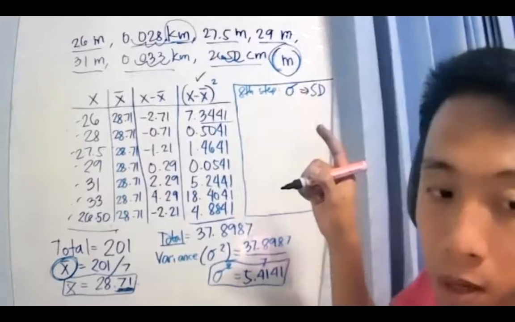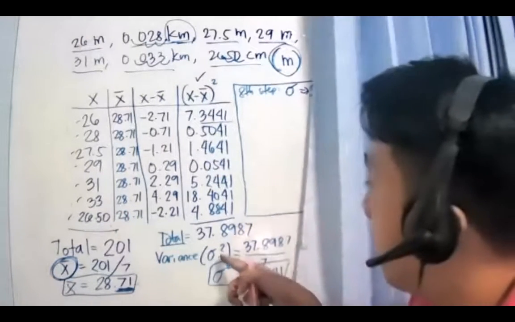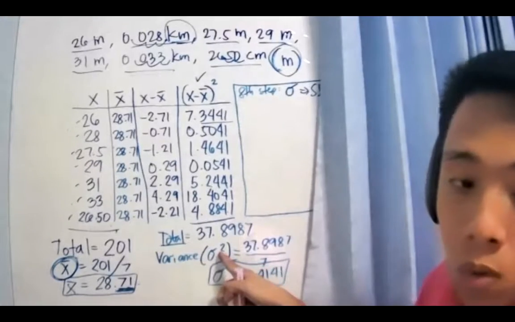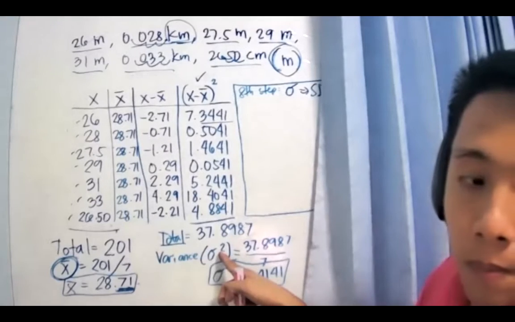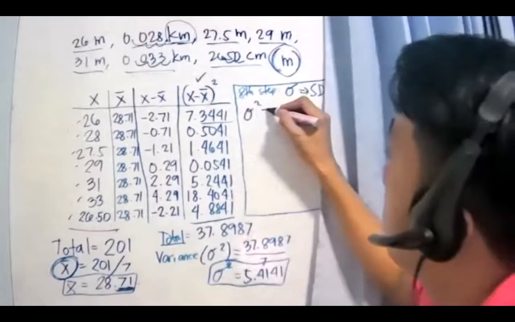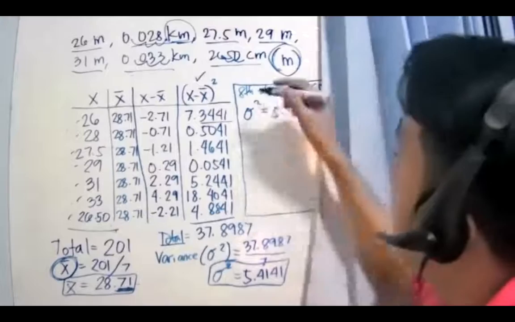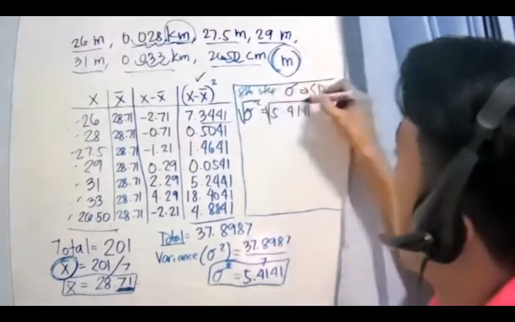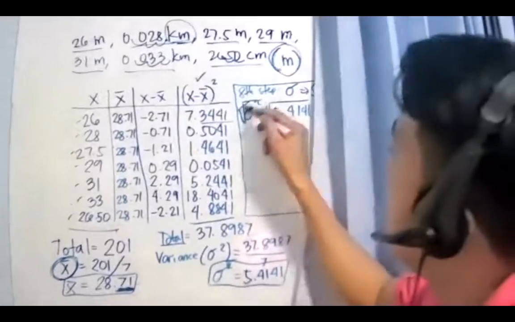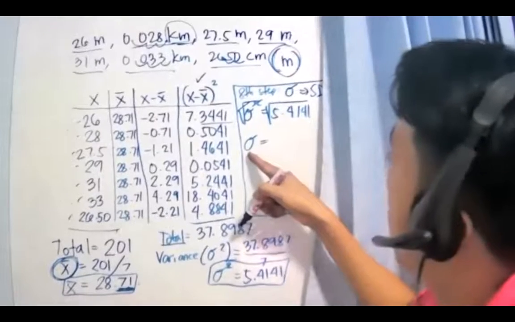So what is the meaning of that one? Paano magiging standard deviation si variance na may squared? Ibig sabihin, we need to gawin natin. This is our variance, 5.4141. Para matanggal yan, we need to extract the square root on both sides. Okay? Para makancel yan. O, see? Natira na si sigma na isa lang, wala siyang squared.